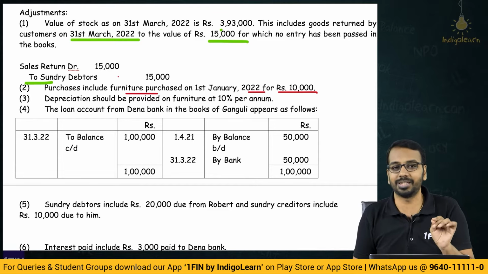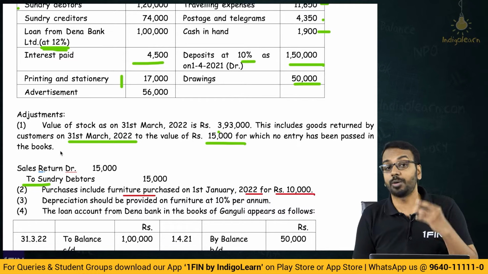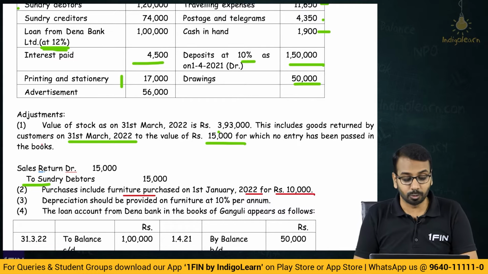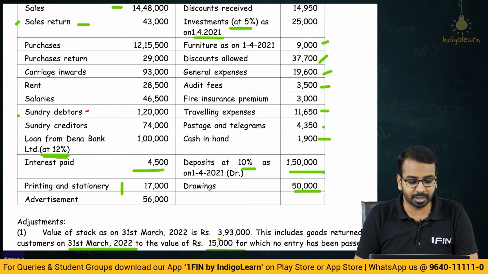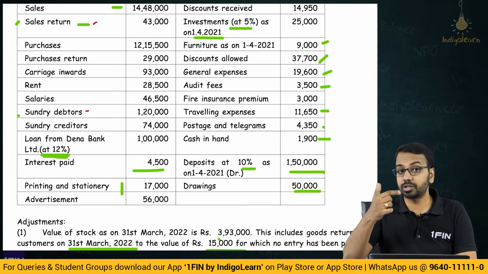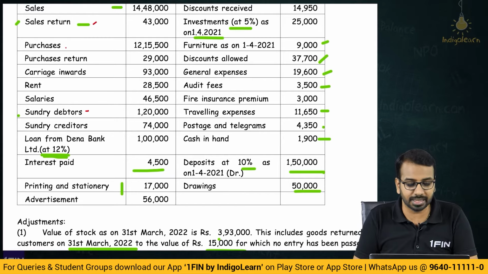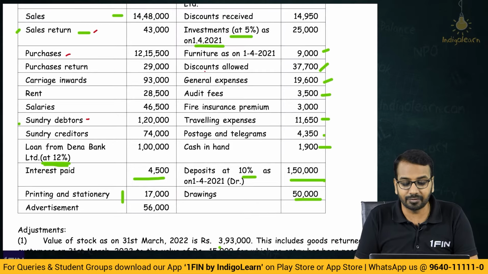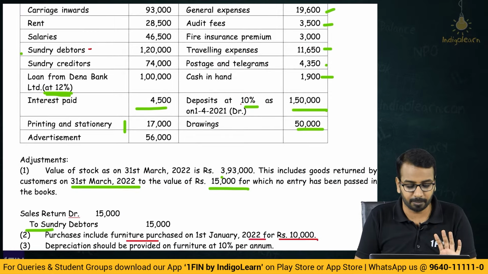So as you read this adjustment, keep remembering where all this will have an impact. If you think you will not be able to recall or remember later on, what you do? Sales return. So sales return will have an impact in two parts. One is sundry debtors and sales return. Make a small note of it so that when you're solving the problem, you know I have to make these adjustments. Okay, then purchases also has a problem, we have to adjust that, and furniture also has a problem, we have to adjust that. Okay, so far so many things have come up.